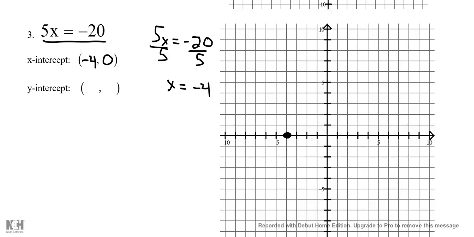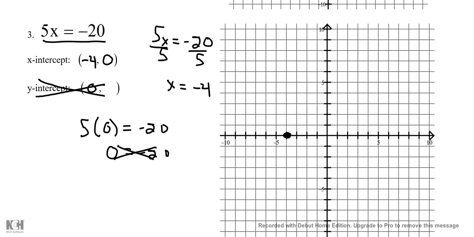Now here's where it gets tricky. I could plug a 0 in for x to get my y-intercept. But if I do that, 5 times 0 is 0, and 0 does not equal negative 20. So I don't have a y-intercept. What I do have is an equation that simplifies down to x equals a number. Well, remember from before, if x equals a number, no y's in the equation, that means it's just a vertical line. A vertical line just goes straight up and down. So all I have to do is go straight through x equals negative 4.